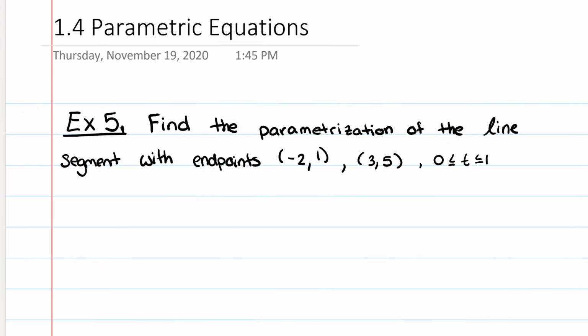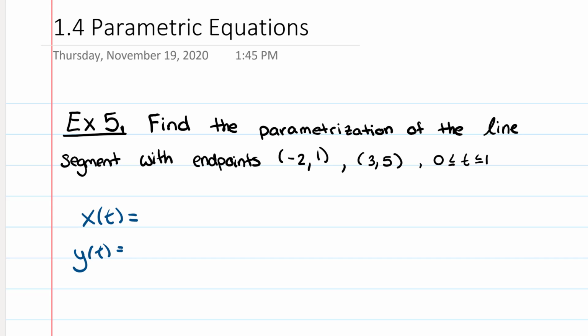Example 5 in 1.4. In this example, we're going to try to find the parametric functions to create the line segment with endpoints (-2, 1) and (3, 5) when t goes from 0 to 1. So the first thing we want to think about is that we're going to need two equations, x of t equals something and y of t equals something.